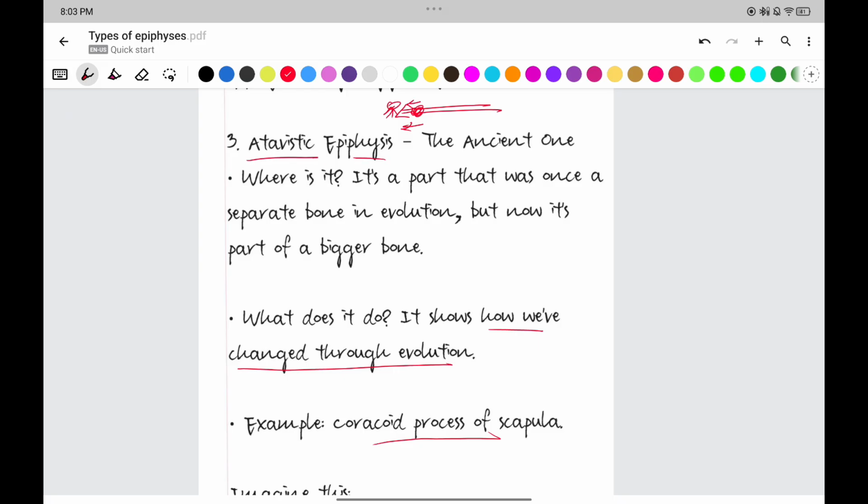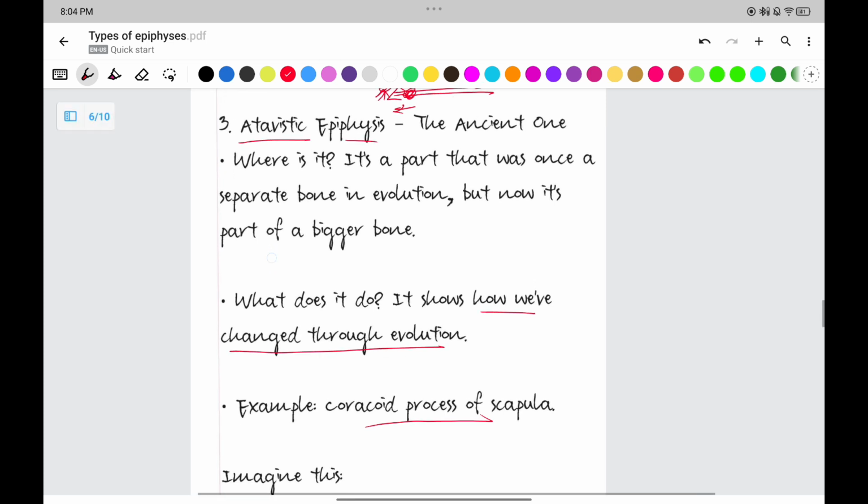This is one of the ancient ones, which later evolved into a separate or larger bone. Okay, let's see what it is. It is a part that was once a separate bone in evolution, but now it is a part of a bigger bone. Like, okay, I'll show you. Once it was a separate bone. Due to evolution, it has evolved into a bigger bone.